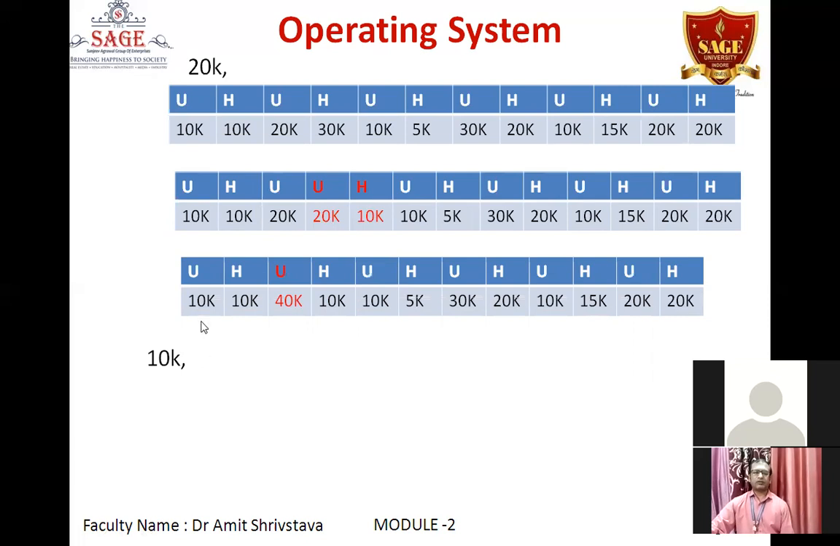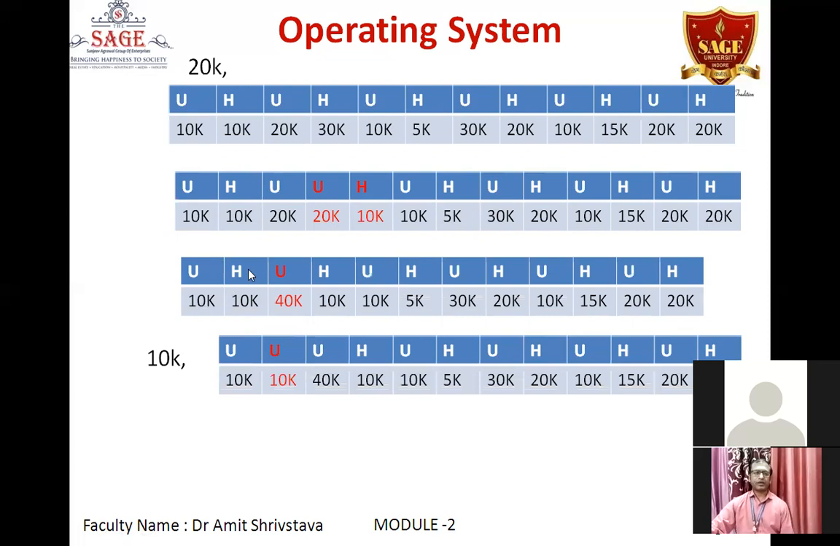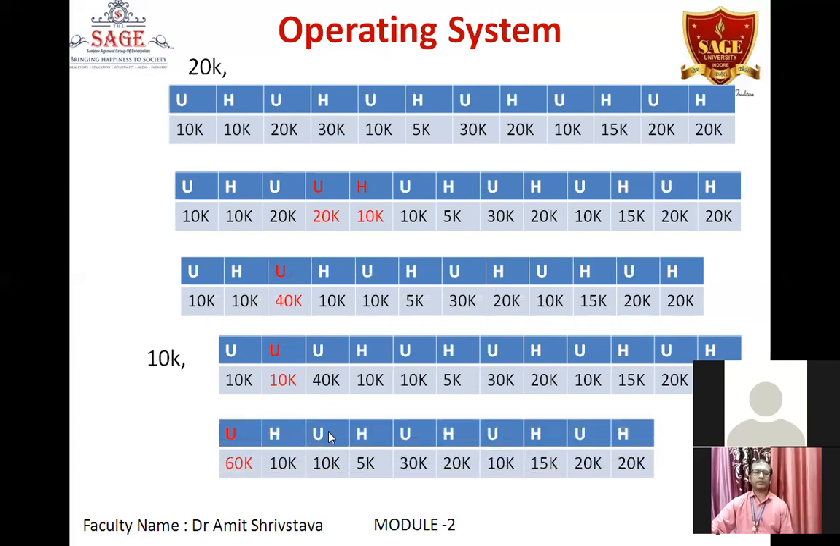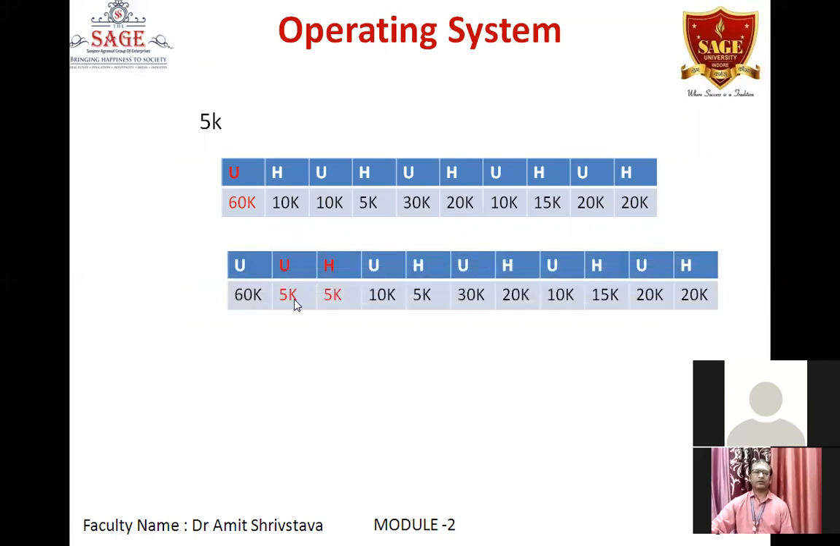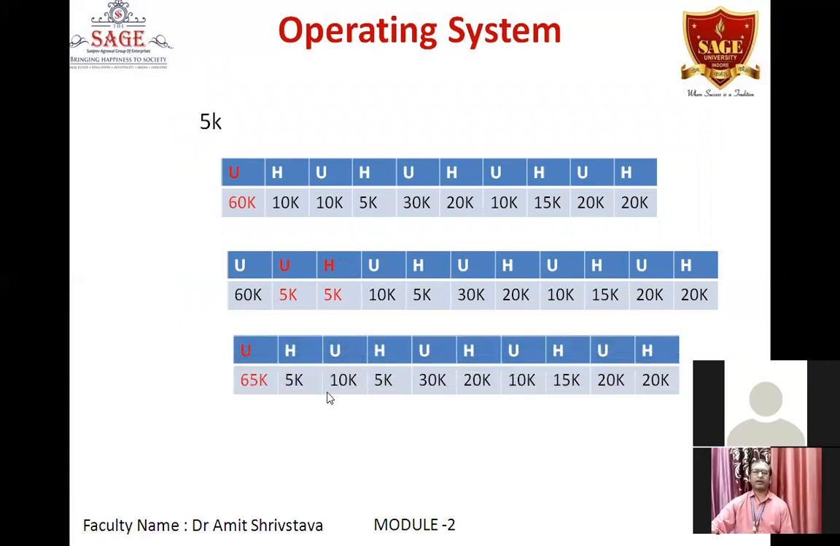Now the next request is of 10K. If we see, the first hole is of 10K. So we will accommodate this 10K to the process. Then again, we will combine the utilized memory, and so this is our next figure. And the next request is of 5K. The first hole is of 10K, so we can allocate 5K there itself. So we have allocated it here. And then finally, this will be the memory structure which we will see.